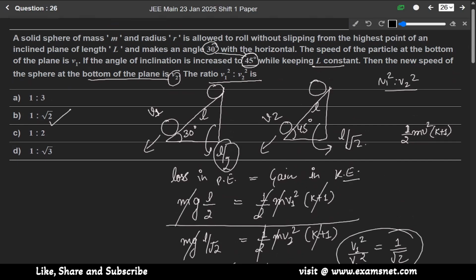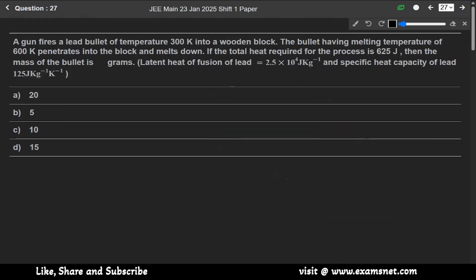I hope you got it. Now next question 27. A gun fires a lead bullet of temperature 300 Kelvin into a wooden block. The bullet, having melting temperature of 600 Kelvin, penetrates into the block and melts down. If the total heat required for the process is 625 joule, then the mass of the bullet is, we have to find the mass of the bullet.